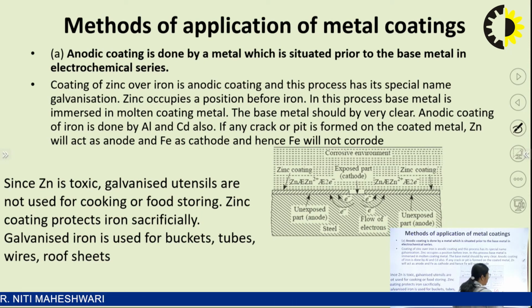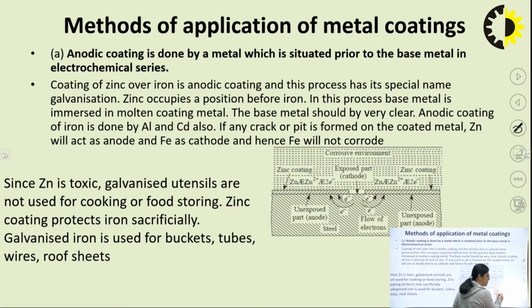Even if this coating is broken from certain places, even then the iron will not get corroded. So, zinc keeps on getting corroded and it is going to protect our metal from corrosion. So, coating of zinc over iron is anodic coating, and this process is also known as galvanization. Zinc occupies a position before iron. In this process, the base metal is immersed in molten coating metal. The base metal should be very clean. Anodic coatings of iron are also done by aluminium and cadmium.